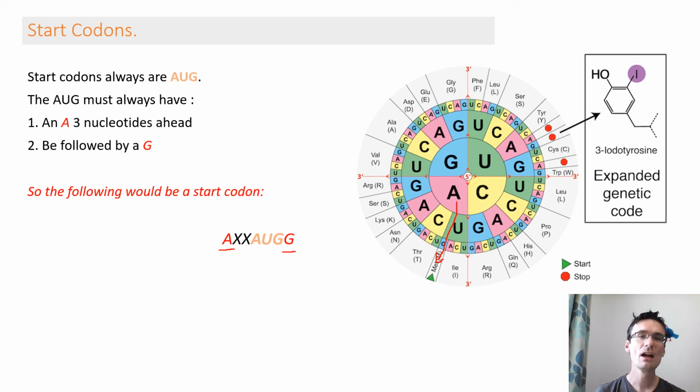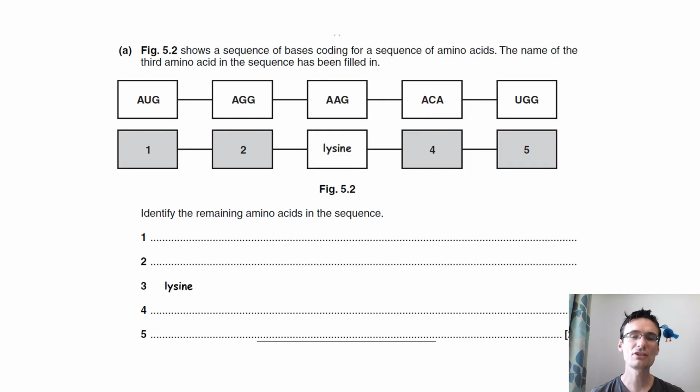Okay, and then just to finish off, here's an exam question. Obviously, you would have something to help you here. You're not expected to remember the different bases. So you'd have something like a wheel, like I just showed you. But effectively, you could get a question where you're asked to look up what AUG is, what AGG is, and just use the information given to tell you what amino acids have been coded for.